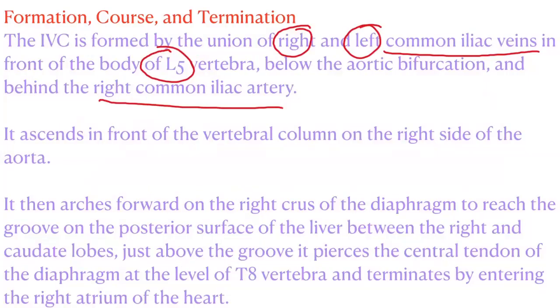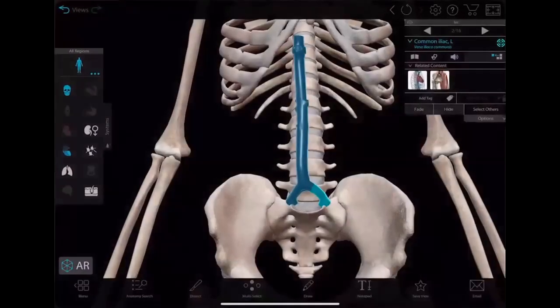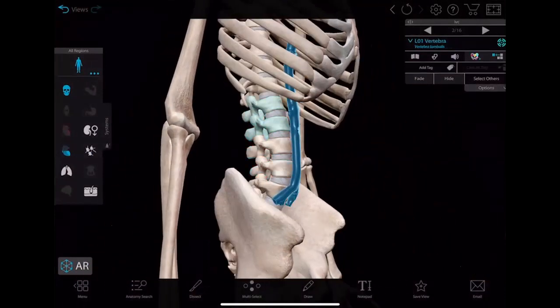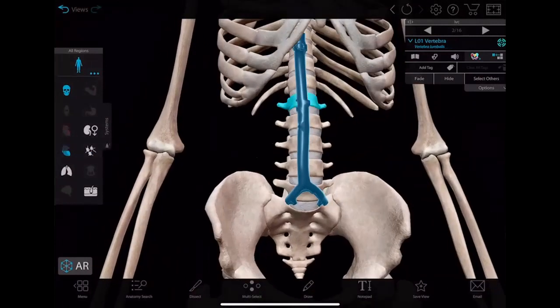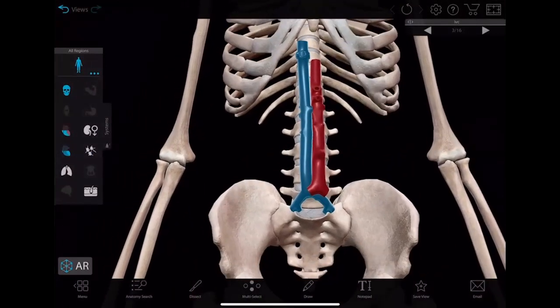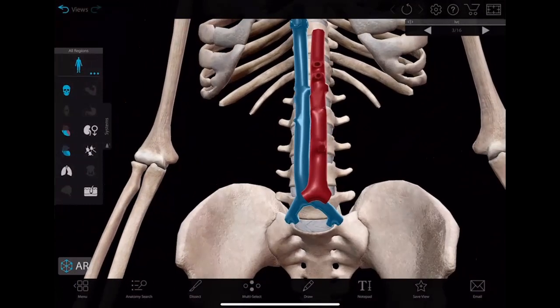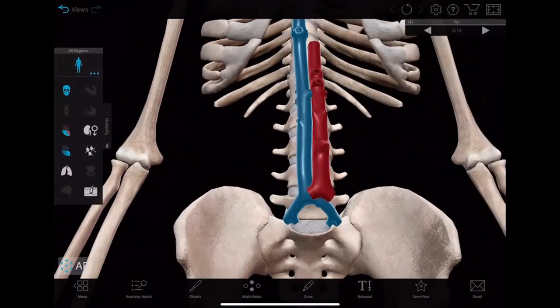It ascends in front of the vertebral column on the right side of the aorta. You'll see, this is the vertebral column, in front of the vertebral bodies. And this is not slightly left, but right of the aorta. You see, this is the aorta, and the inferior vena cava is to the right of the aorta. It is formed in front of the aortic bifurcation. That is the aorta.